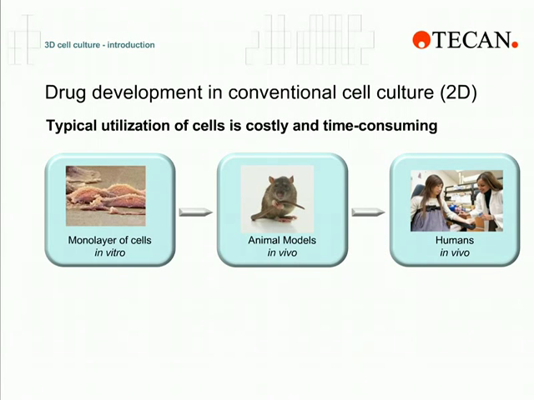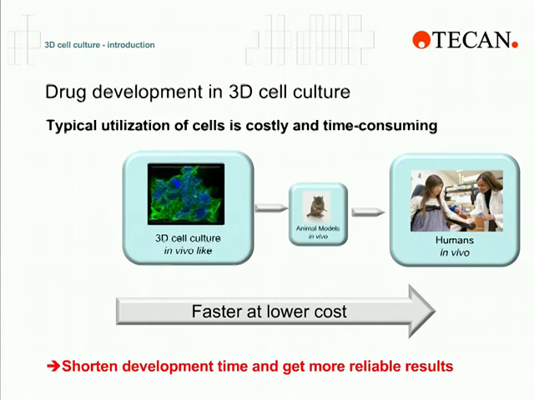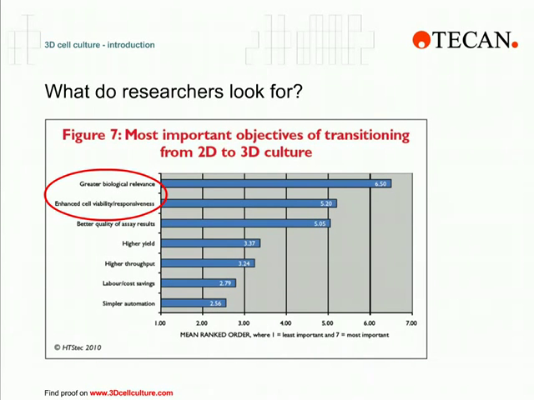So 3D cell culture can simply make the process much faster and at lower cost. This is simply due to the fact that the findings coming from studies performed in 3D are much more reliable, so the results are much more relevant and can be better translated into the in vivo situation, minimizing the amount of experiments performed in animal models. So what the researchers are looking for is what I already said, the greater biological relevance of the findings coming from 3D cell culture studies.